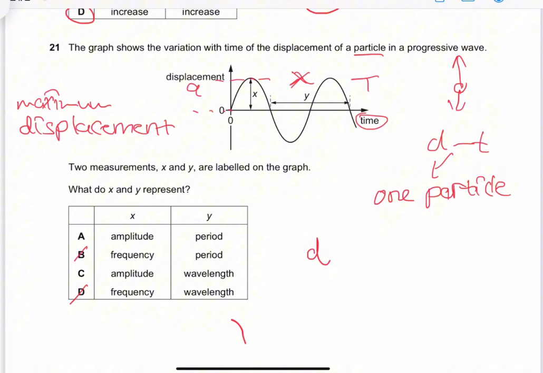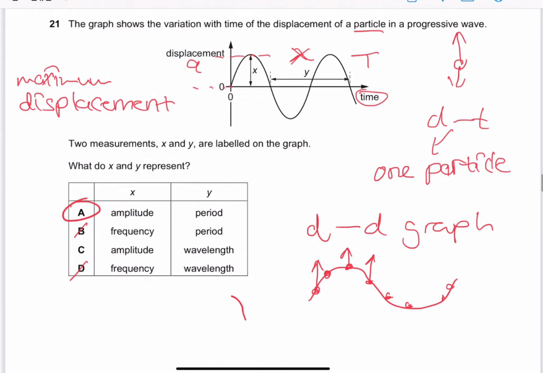But if it's a displacement-distance graph, it studies the whole set of particles. This is an individual particle, and another, and another, along the whole wire itself. But for a displacement-time graph, I'll just be looking at the motion of this particle on its own. This becomes a different displacement-time graph. So it's very important for you to know that, but our answer is A.